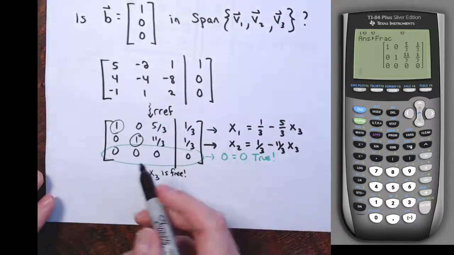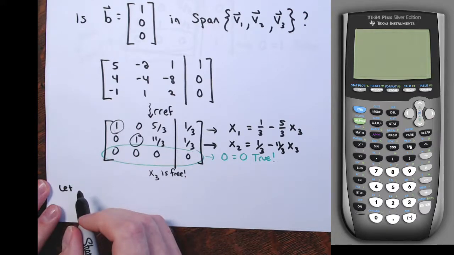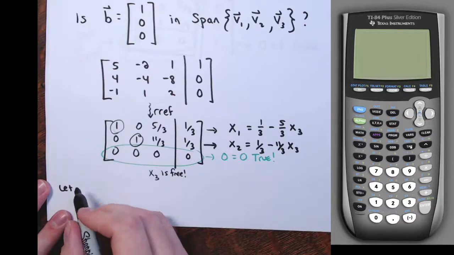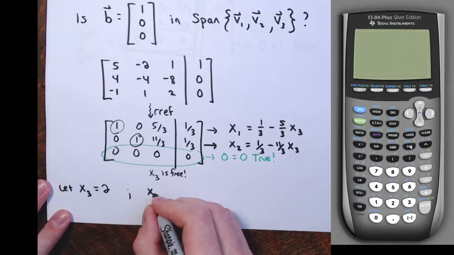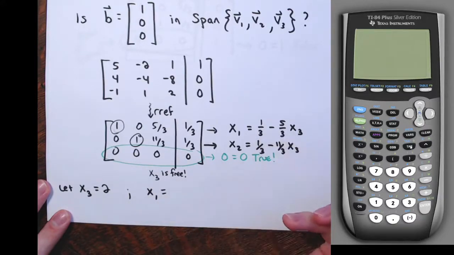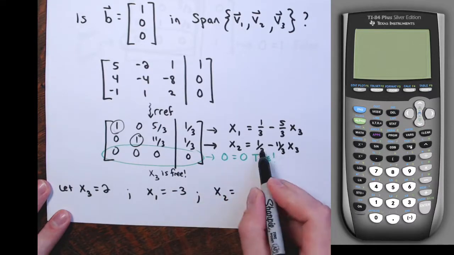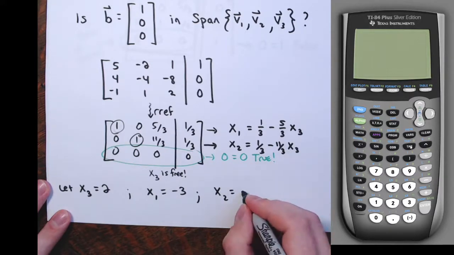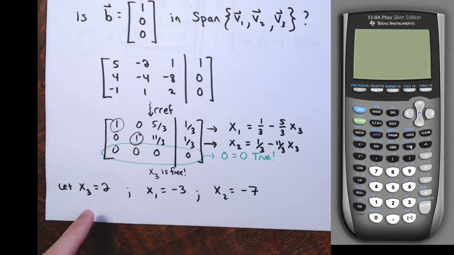So I could replace x3 with anything. Let's say let x3 be, let's do something good here. How about 2? I want to plug in something for x3 that'll make these nice integers. If x3 were 2, then x1 would be 1 third minus 10 thirds. So it'd be negative 9 thirds or negative 3. And x2 would be 1 third minus 22 thirds, right? 11 thirds times 2. That's negative 21 thirds. That's negative 7. And let's see, let's check these out. These weights, negative 3, negative 7, and 2.